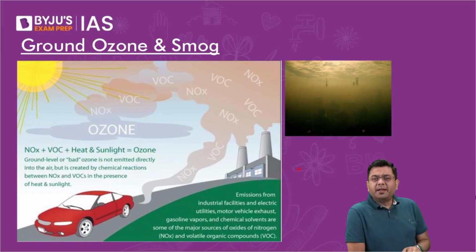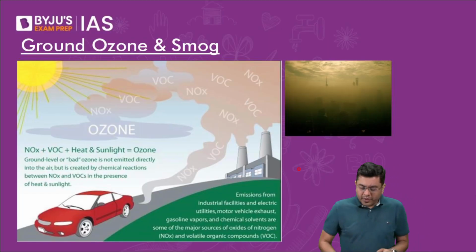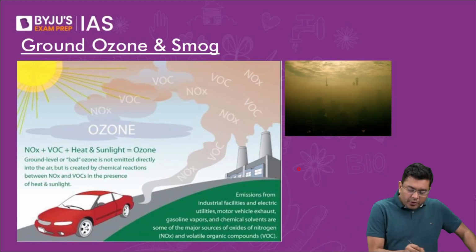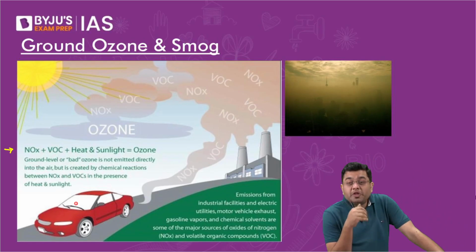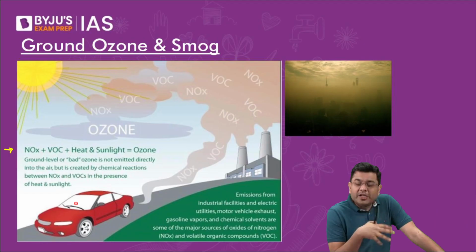Now, when we say ground level ozone, you have a concoction of pollutants which react with each other, and thereby they produce the ground level ozone. So what are these pollutants? Basically, you will find nitrogen oxides, plus volatile organic compounds. What are volatile organic compounds? Volatile organic compounds basically readily change their state, and are very, very reactive.